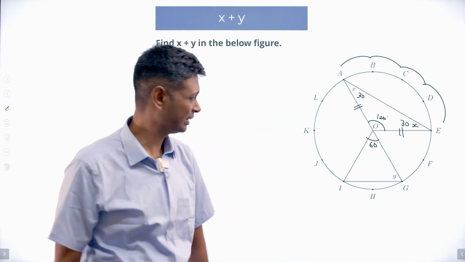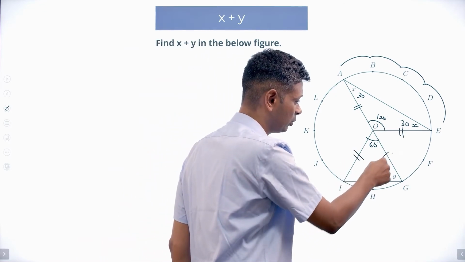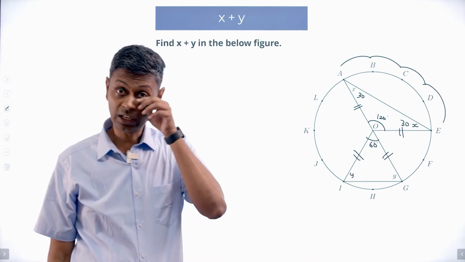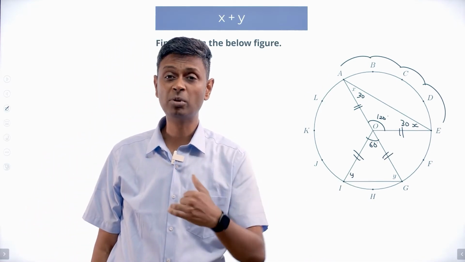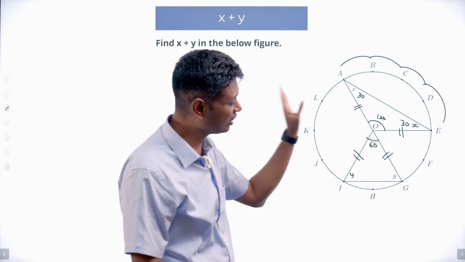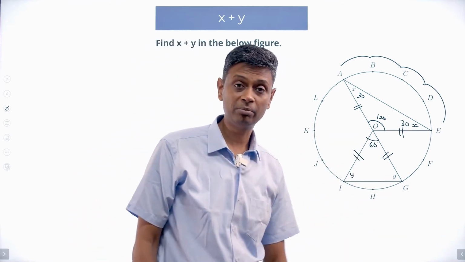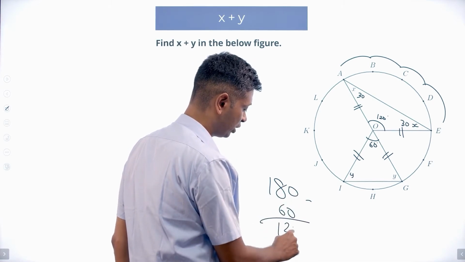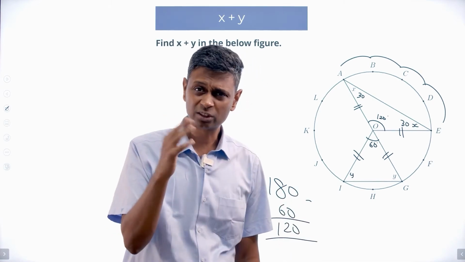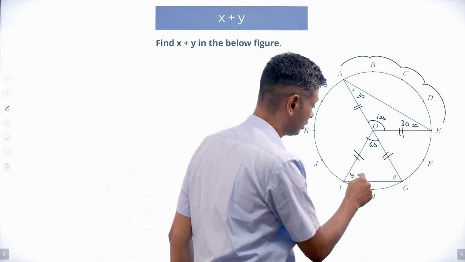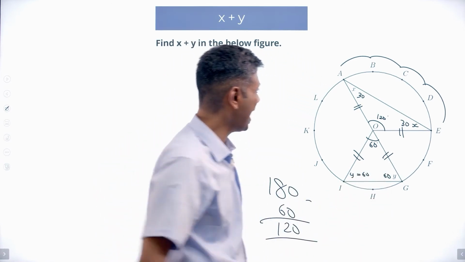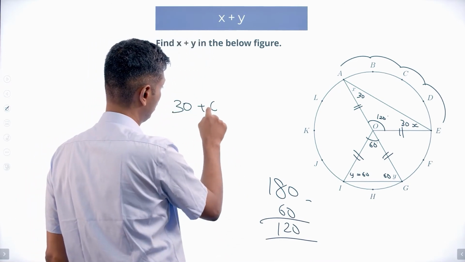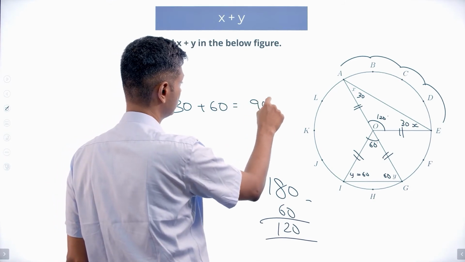Exact same idea here. This is 60 degrees, these two are equal, radius and radius, that is why. One angle is 60, the other two should add up to 120. Why? The sum of all three angles is 180. 60 is taken away, so these two should add up to 180 minus 60. From 180, we've accounted for 60. Remaining is 120. 120 is two equal angles, Y and Y, so Y should be 60. X is 30 degrees, Y is 60 degrees. We've got ourselves 30 plus 60 equal to 90 degrees.